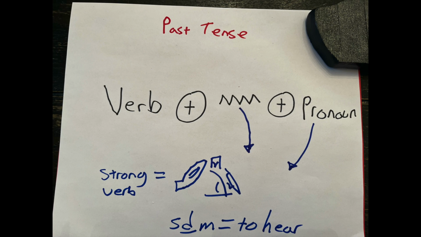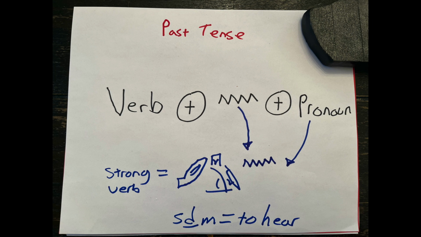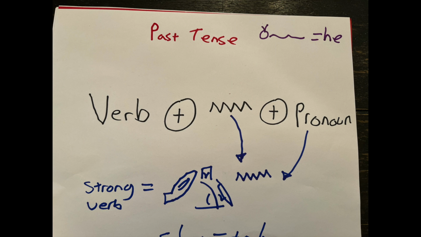So we can make that, instead of to hear, we can make that heard by adding an N, the water sign, and then a pronoun. Or we could actually add a noun or a proper noun, but we'll get into that next week. Let's just deal with pronouns for now. All right, so we've added an N at the end, and that's sort of like adding an ED to an English verb. And now we're going to add a pronoun.